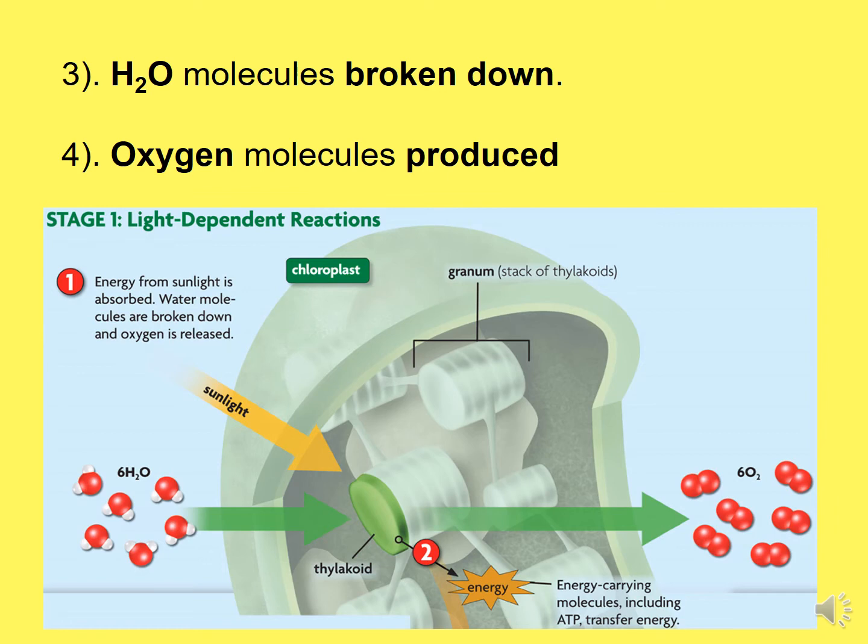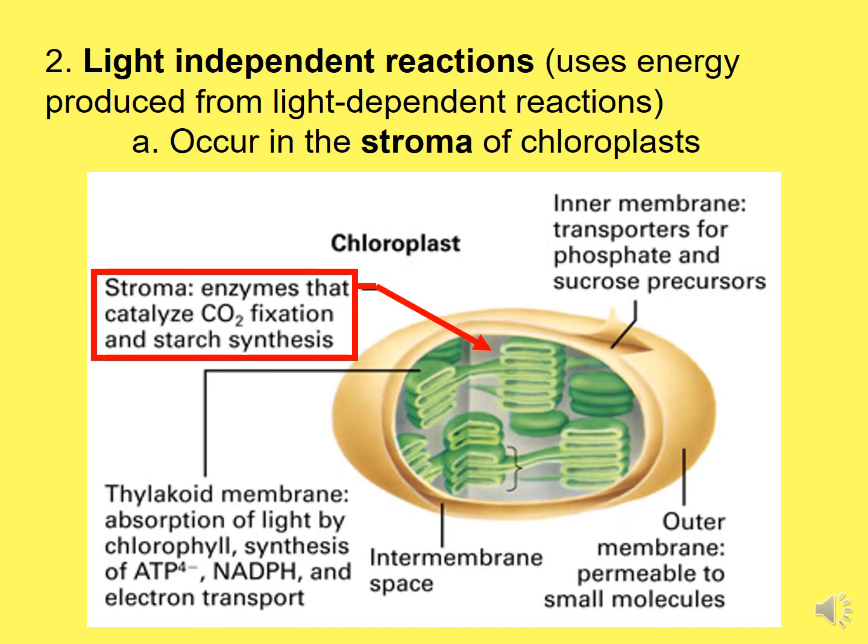So then, as you see, I already talked about in the last one the water molecules breaking down into oxygen. Now, light independent uses energy from the light dependent reaction. So this one isn't coming just from the sun itself. This one's coming from the light dependent reaction. So this occurs in the stroma. Remember, light dependent occurs across the thylakoid membrane. This one occurs in the stroma of the chloroplast.